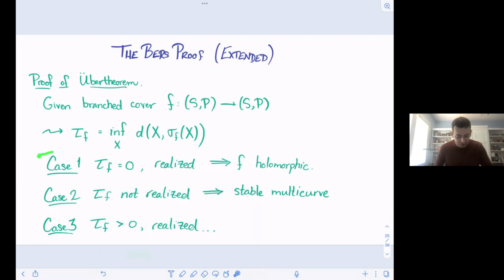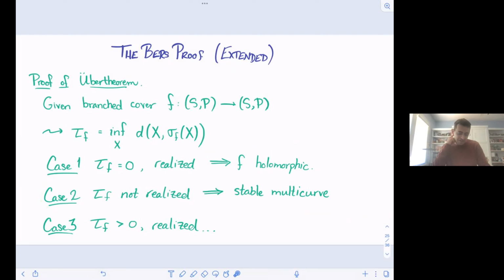Okay. If it's 0 and realized, that says the pullback map has a fixed point. That's saying you're holomorphic. There's some complex structure that's preserved. So that's just already done. If tau f is not realized, I'm not going to say anything about that today. I think it's too much. But I'll just say it's the same proof. For those of you who know the mapping class group proof, it's the Mumford compactness criterion. It's the same thing.